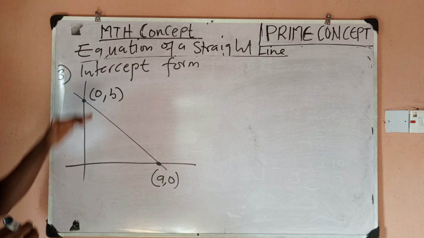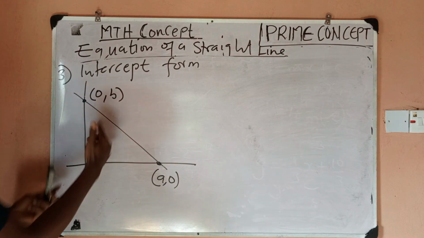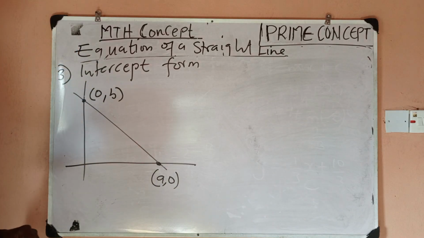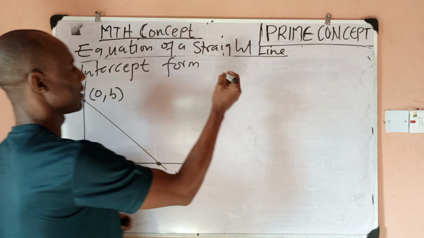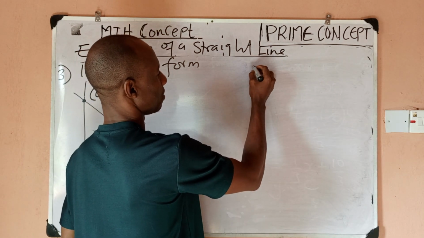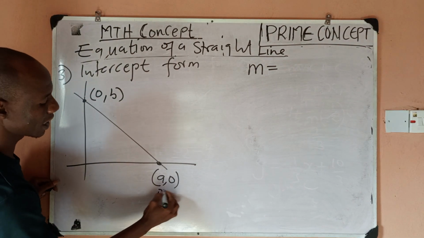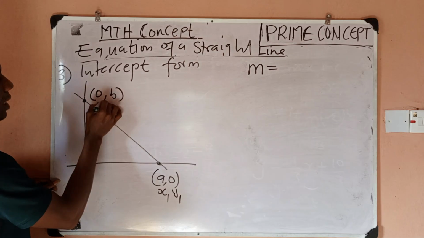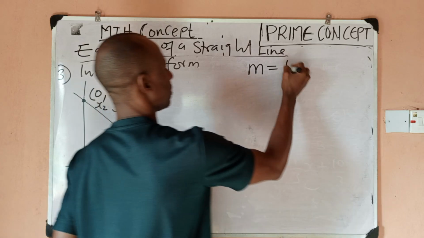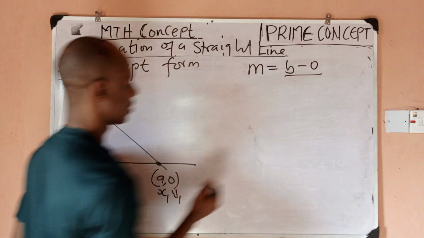So we want to get the intercept form for the equation of a straight line. Using these two points, we can use them as our coordinates to derive the equation of a straight line in the intercept form, which would give me something like this. Remember, my equation is going to need my slope first. Let's get our slope. Using these two points, if I call this x1, y1, x2, y2, my slope is going to be y2, which is b, minus y1, which is 0, all divided by what?